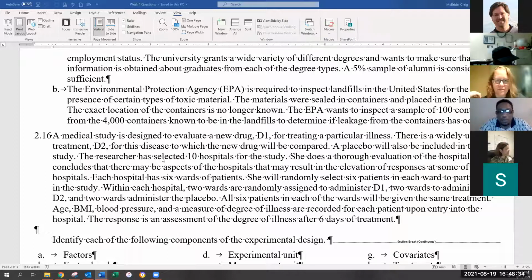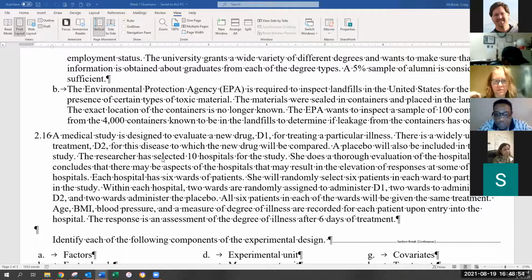So would the replication be the 2 wards? Yes, the replications exactly would be the 2 wards per drug in each of the 10 hospitals. So you end up having 2 wards per drug. So that's 6 wards times 10 hospitals. You end up getting 60 replications.